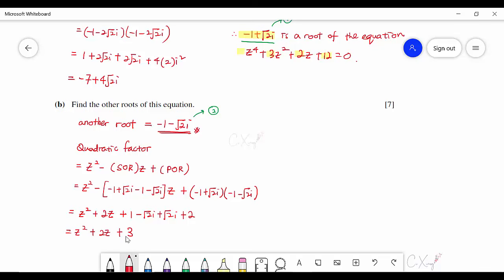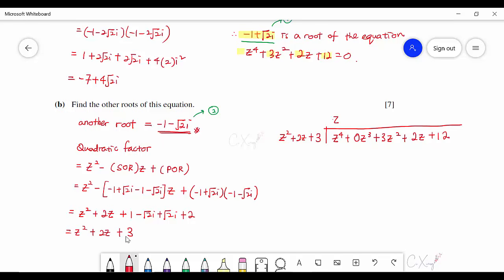So this is my quadratic factor. What is the use of this quadratic factor? It is because I want to apply long division for this equation to find out the quotient. So I need this quadratic factor. My polynomial is something like this, in terms of z, and my quadratic factor will be z squared plus 2z plus 3. So you should try to apply the long division now.